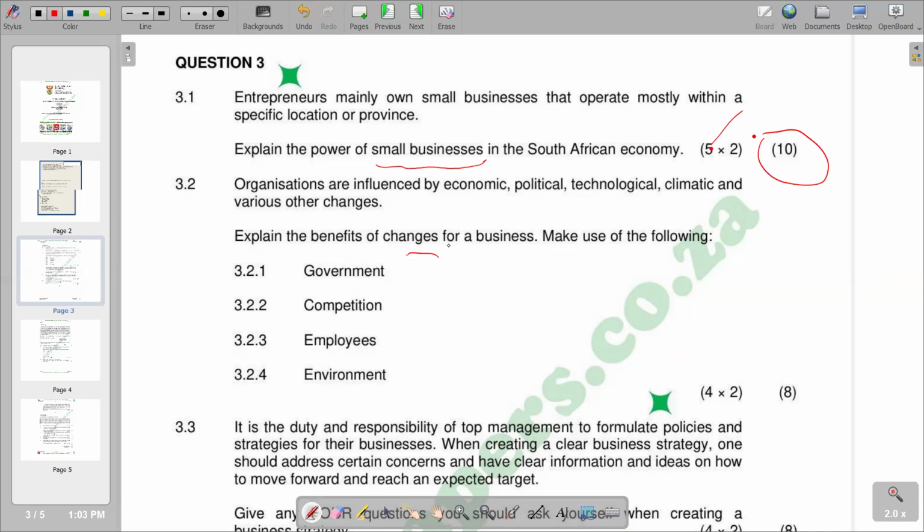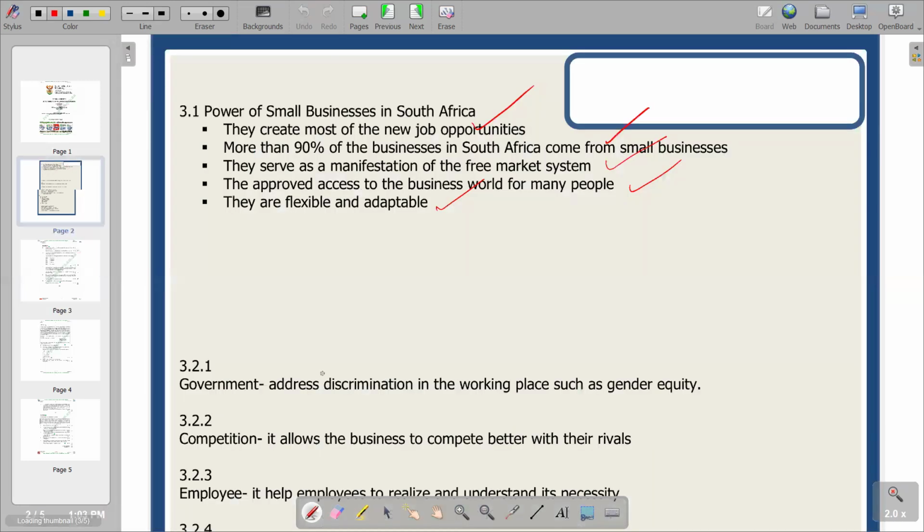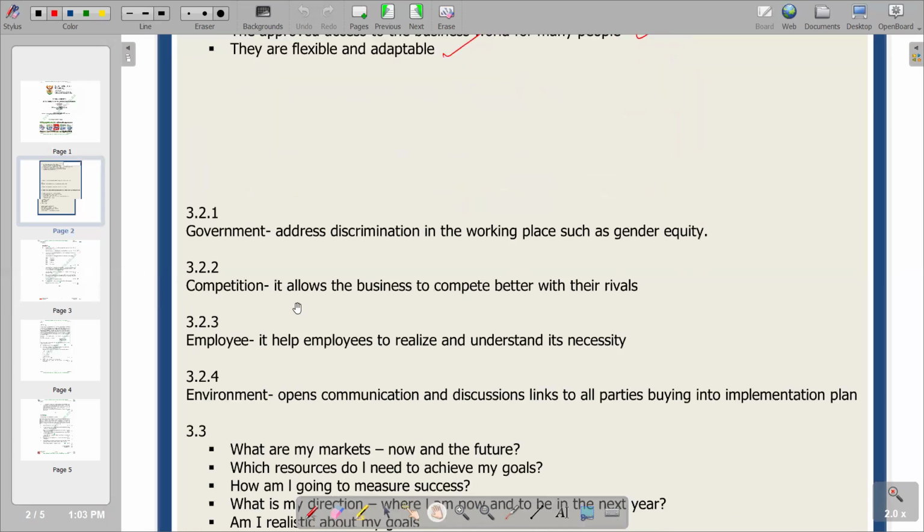So our question needs us to explain the benefits of changes for a business, making use of the following. In terms of the government, we are saying it addresses discrimination in the workplace, such as gender equity. And then for competition, we are saying it allows the business to compete better than their rivals. And for the employee, it helps employees to realize and understand its necessity. And for environment, it opens communication and discussions to all parties buying into the implementation plan. The implementation plan is the one that is bringing up the change. So that's what we have on 3.2.